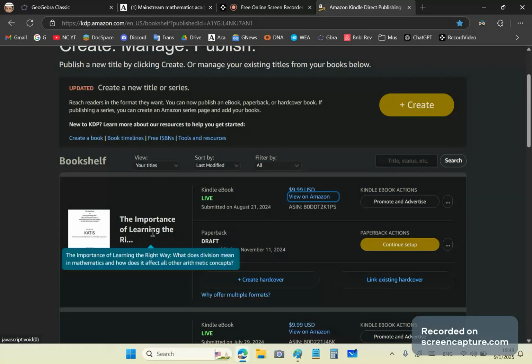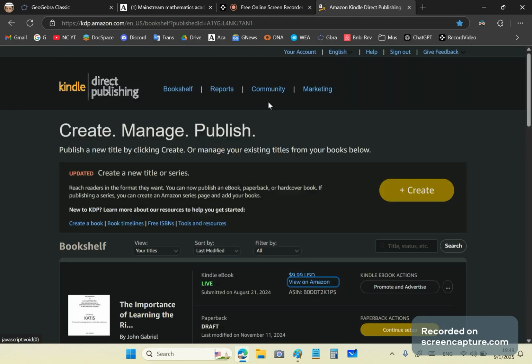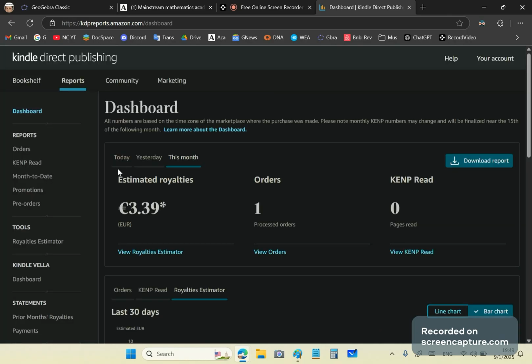Okay, the importance of learning the right way. What does division mean in mathematics? And how does it affect all other arithmetic concepts and mathematics as a whole? This book is so important that even though I earned some money off it already, not much, let's go to reports here, I've decided to make it free.